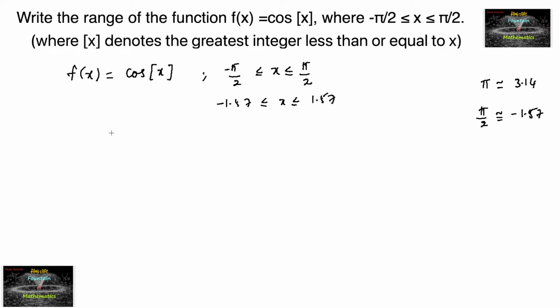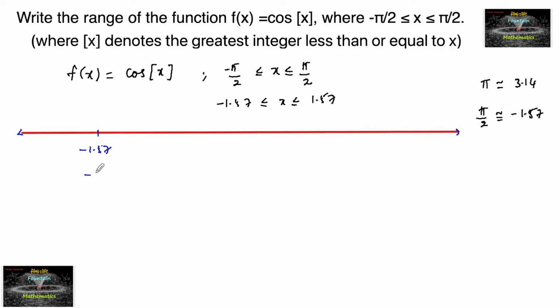So let's take the number line. Let's mark these points. So minus 1.57, that is minus pi by 2, and let us say here minus 1, say this is 0, say this is 1, and say here 1.57, that is pi by 2. So in between these values, the step value behaves like from 0 to 1.